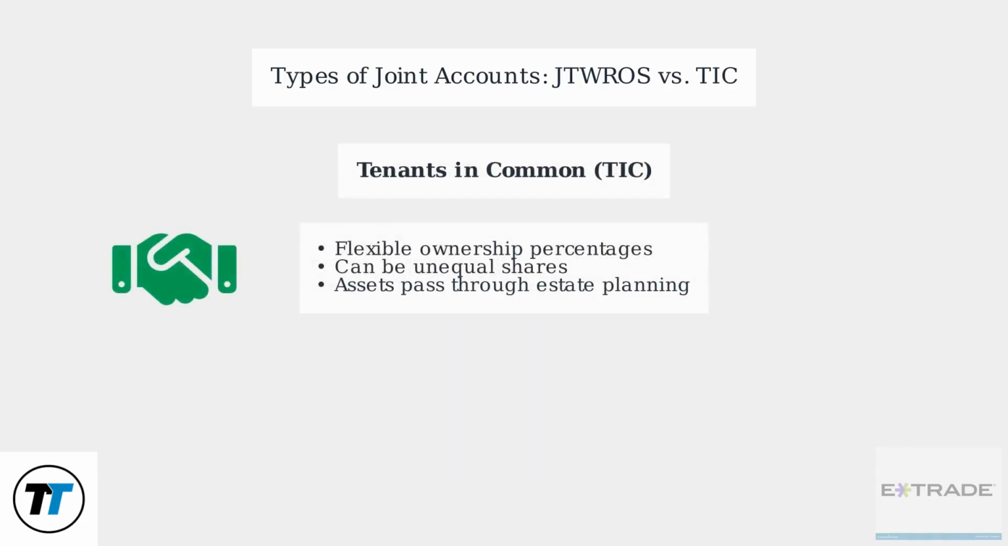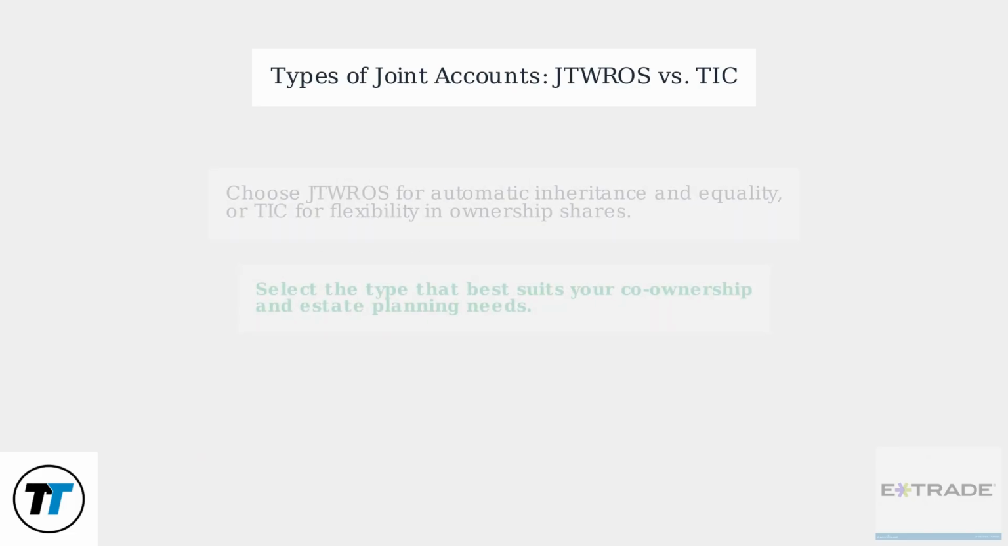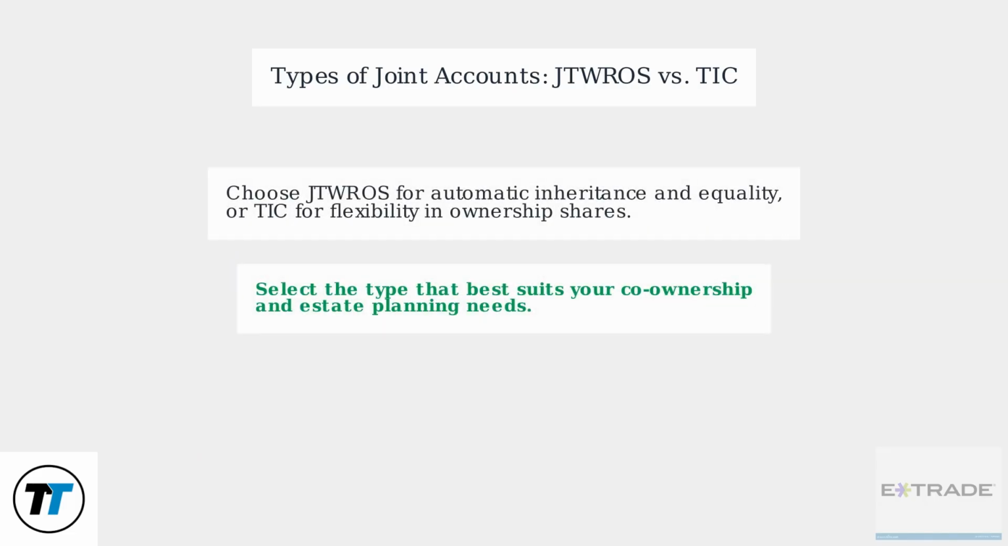Tenants in common, or TIC, allows for flexible and potentially unequal ownership percentages. Assets pass through your estate when you die, requiring proper planning. Choose JTWROS if you want automatic inheritance and equal shares, or TIC for more flexible ownership percentages. Select based on your co-ownership and estate planning needs.